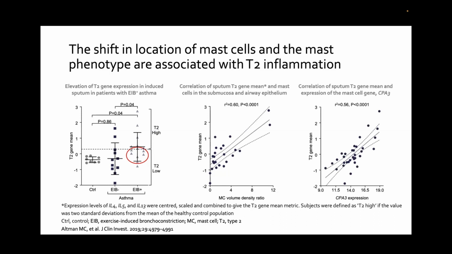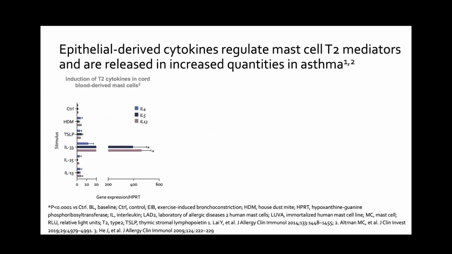But the thing that we thought was really interesting, that we don't really understand, is that CPA3 expression in mast cells is just extremely tightly associated with the T2 gene mean. So this kind of unusual finding that these mast cells are expressing more proteases in the epithelium than they would otherwise be expected to is also associated with being type 2. Is there some crosstalk between T2 cells and why mast cells upregulate that enzyme?